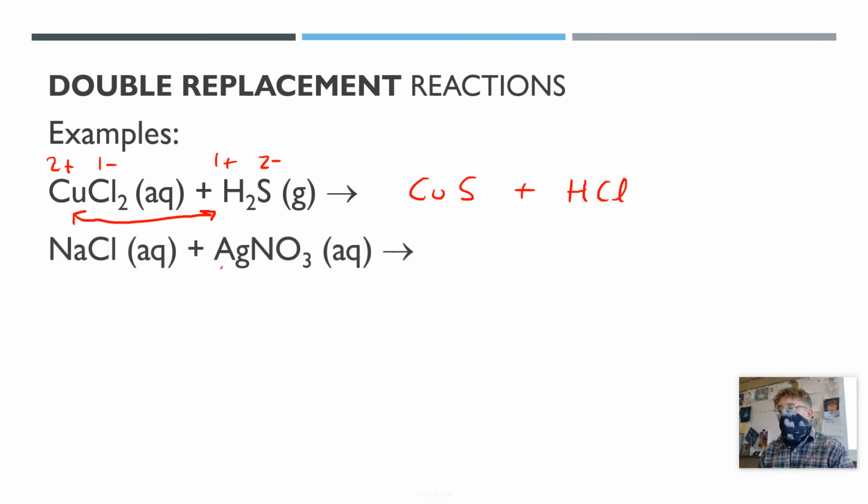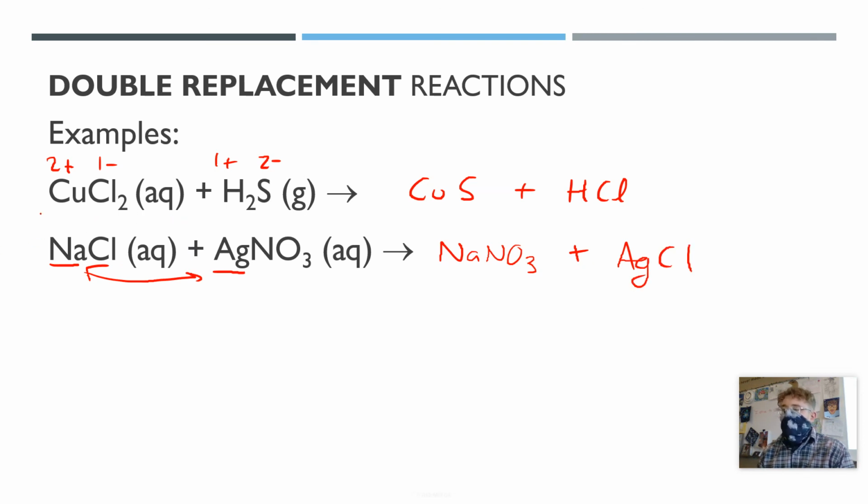Here we got sodium chloride and silver nitrate. Sodium and silver are going to swap places. Just like that. And now sodium is going to be with nitrate, which is NO3. And silver is going to be with chlorine, AgCl. Well, what are my charges? What were my charges? Well, sodium has a 1+ charge. Chlorine's got a 1- charge. That's easy. Silver, we don't know.